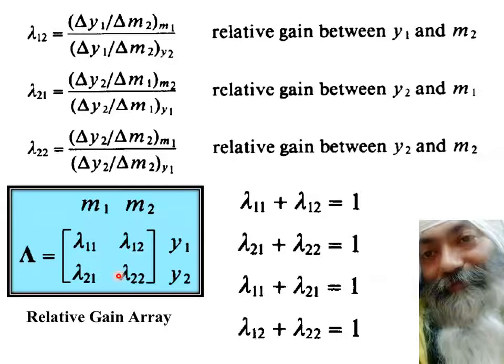And we also come to this conclusion that these two will always be equal. The diagonal elements are always equal. This is 0.25, this is 0.25, this is 0.75, this is 0.75. So the diagonal elements are always equal. So this is the second property of the relative gain array, which is also sometimes called RGA.